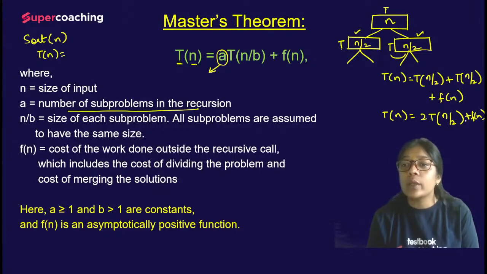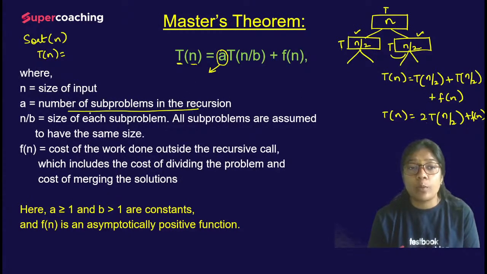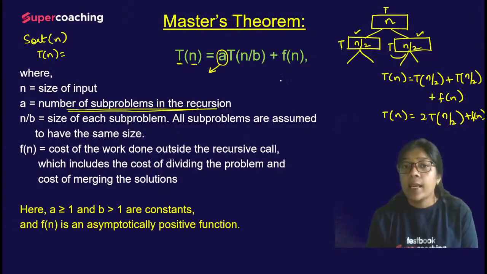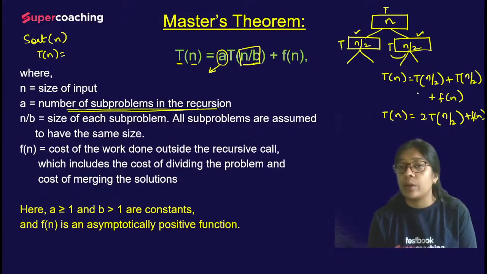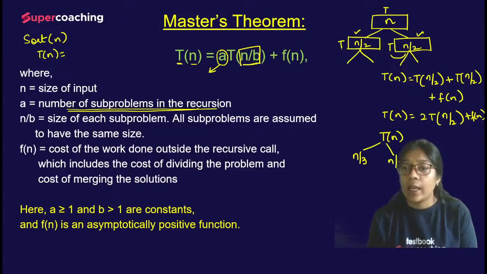So what does 2 represent here? It is representing that there are two sub problems. So a is representing the number of sub problems, where n by b is representing the size of each sub problem. If I'm dividing this into three parts, for example, n elements are there, I'm dividing it into three equal parts, n by 3, n by 3, n by 3. So I might write the recurrence relation as T of n is equal to, how many parts was it divided into? 3 parts.